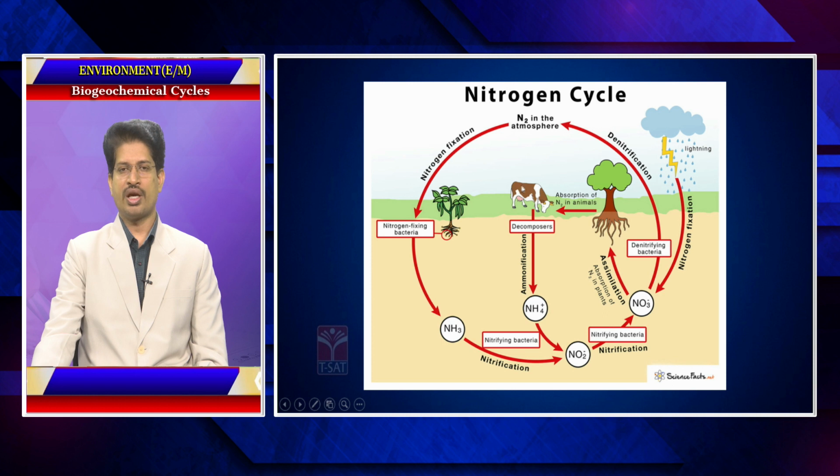When the animals die, they decompose and mix back into the soil. The nitrogen which is fixed in the soil is again converted by denitrifying bacteria from molecular form into nitrogen gas and mixes into the environment. So, one way is lightning, and denitrifying bacteria make this nitrogen available to the atmosphere again, breaking the molecules. So, this is the process.